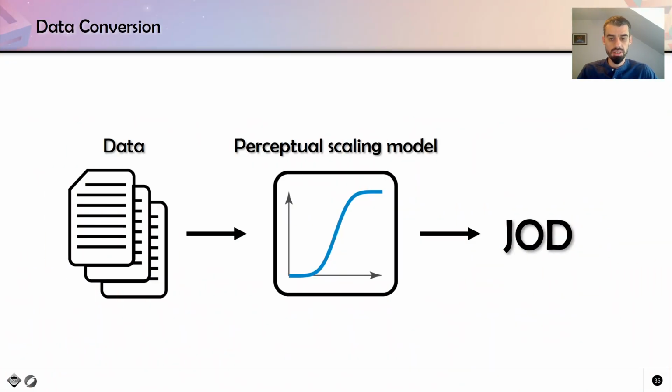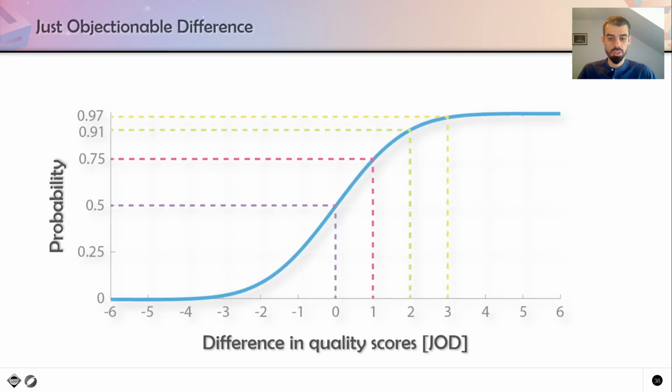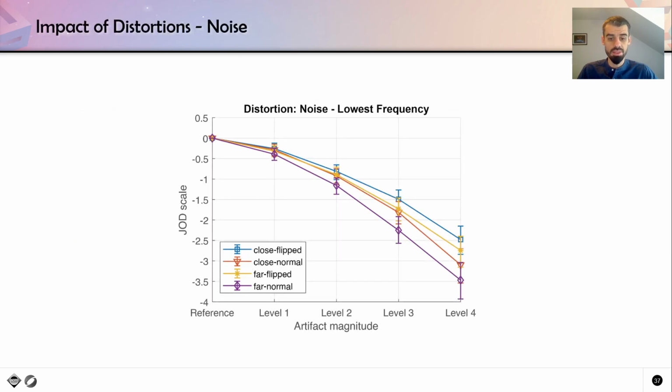To interpret collected data, we first need to process it and convert it to just objectionable difference units. Such a format of data is very intuitive, as it can be easily interpreted as the percentage of the population that can notice the distortion. After the conversion, we could finally plot the collected data. In this slide, you can see the results for the distortion caused by the lowest frequency noise.